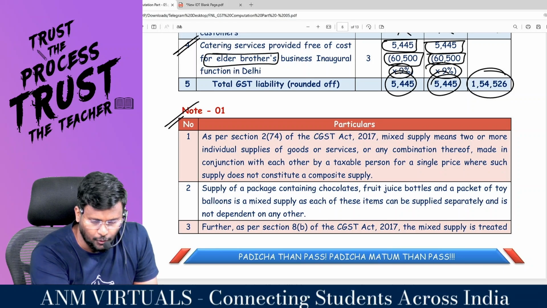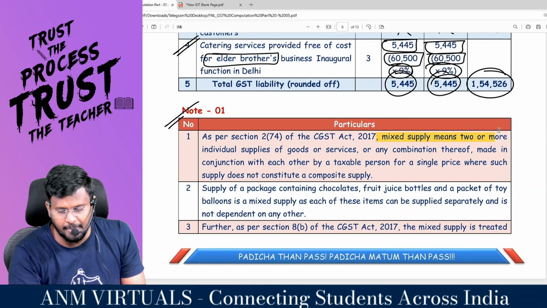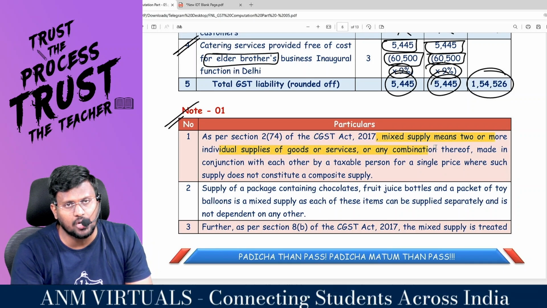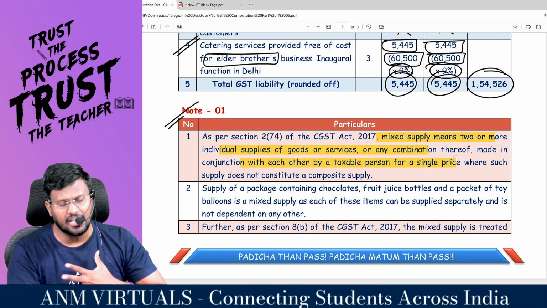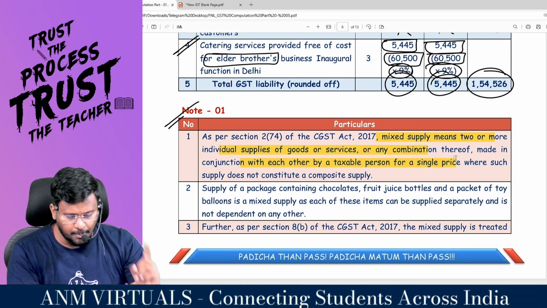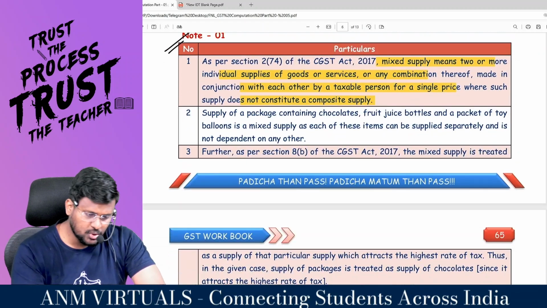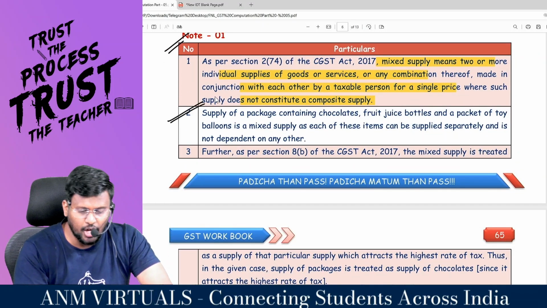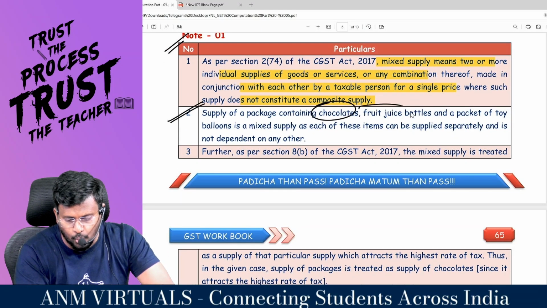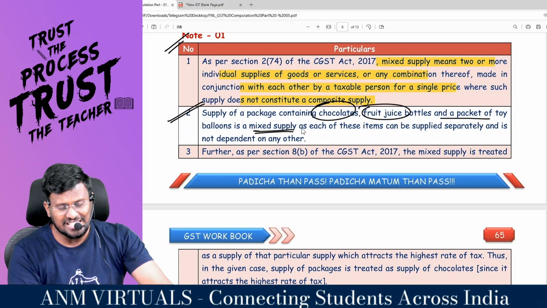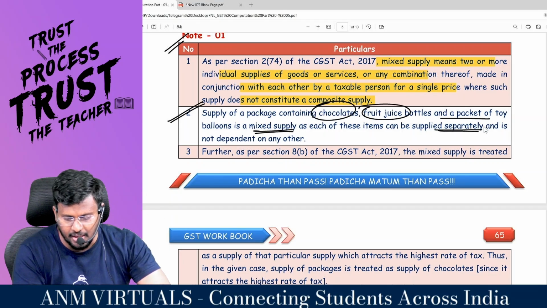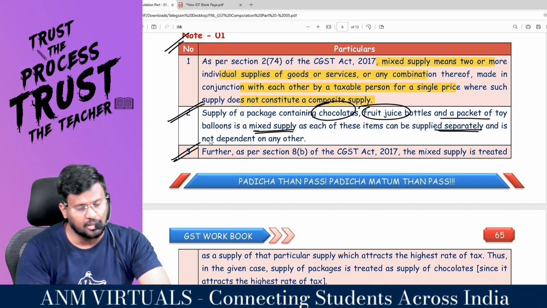As per section 2(74) of the CGST Act, mixed supply means 2 or more individual supplies of goods or services or both, or any combination thereof, made in conjunction with each other by a taxable person for a single price, where such supply does not constitute a composite supply. A thousand times I have explained in the class. Supply of a package containing chocolate, fruit juice and a packet of toy balloons is a what supply? As each of these items can be supplied separately and is not dependent on any other.